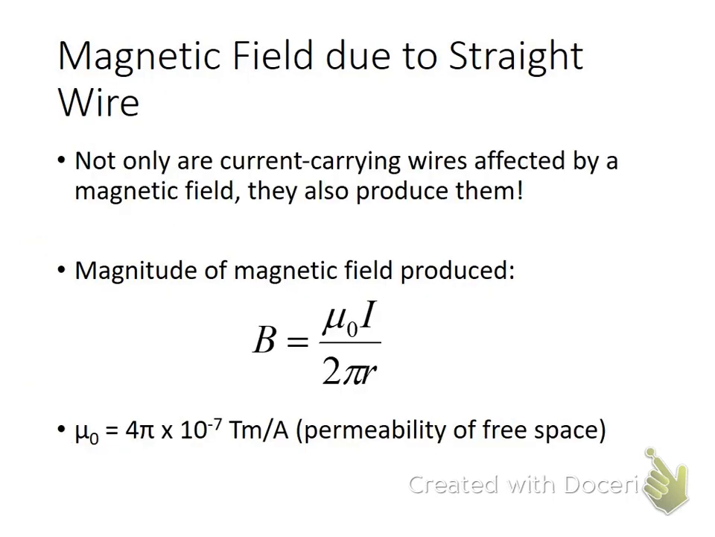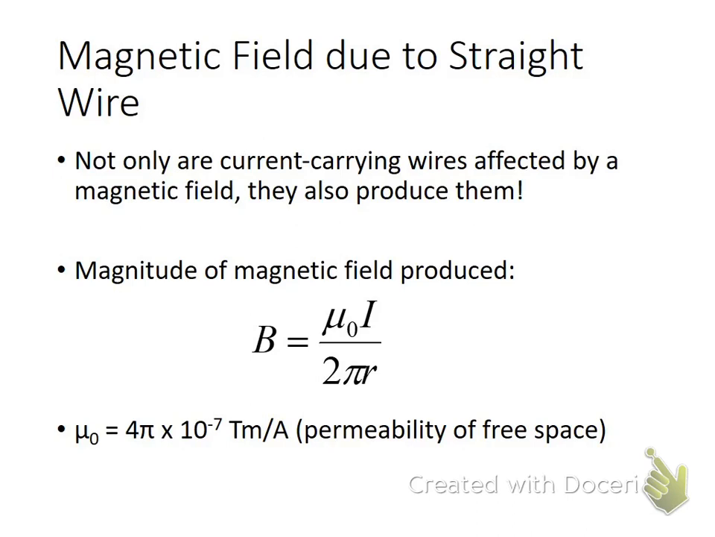But check this out. Not only are current-carrying wires affected by a magnetic field, they also make them. Quick point of clarification, a wire is not going to feel its own magnetic field. A wire will produce a magnetic field that might exert a force on something else, or a wire will feel a magnetic field from something else and experience a force as a result. But a wire is not going to exert a force on itself because of its own magnetic field.